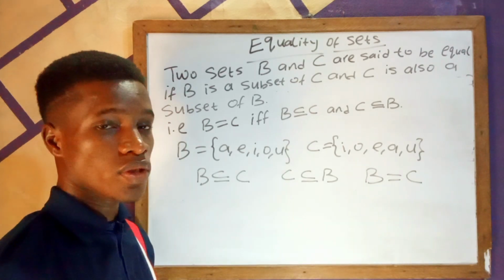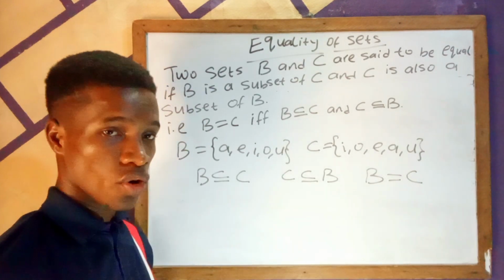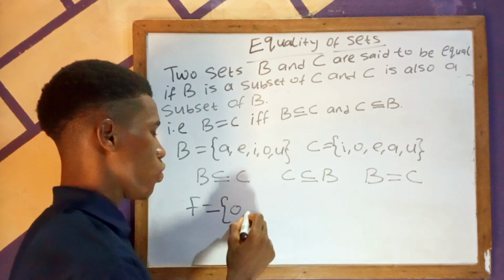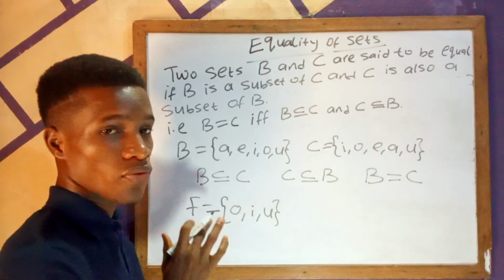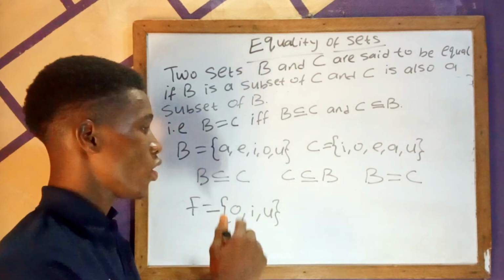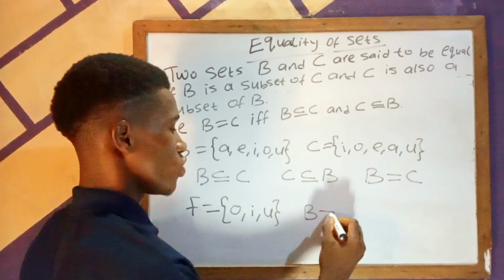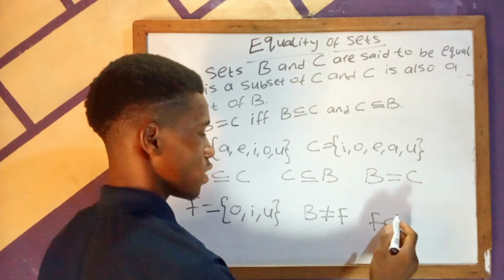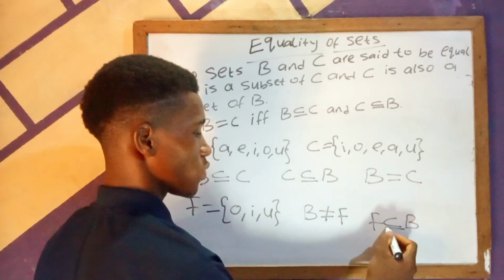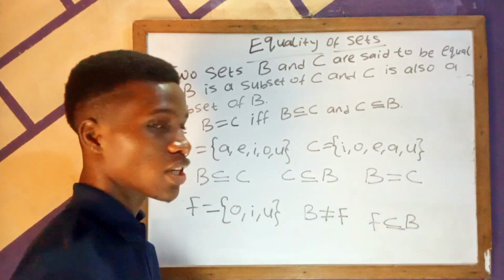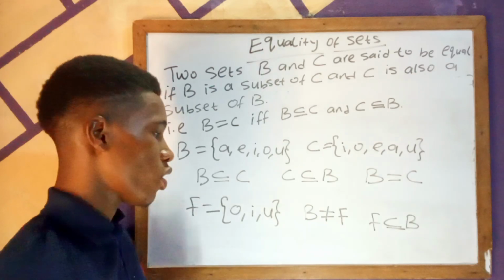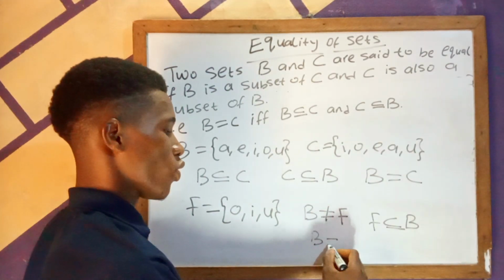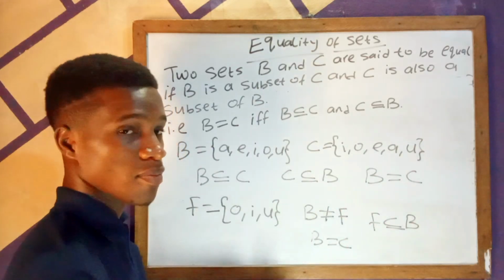If two sets are not equal, obviously they are unequal. If you have another set F now, for example, defined as O, I, U. Although this is a set of vowels, it does not contain all the vowels. So we say that B is not equal to F. Rather, F is a proper subset of B, or you can say it is a subset of B, whichever one is correct. So if two sets are not equal, they are said to be unequal, and it's represented this way. That means B is not equal to F, but B is equal to C, because they have the same elements.